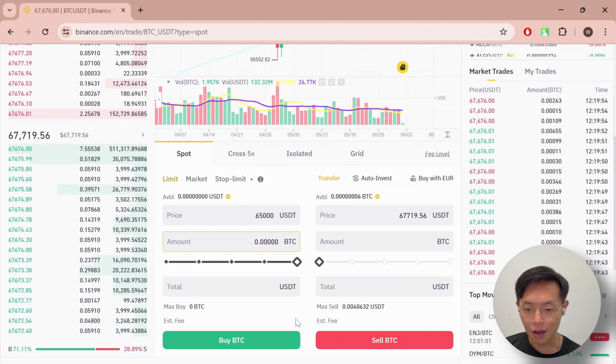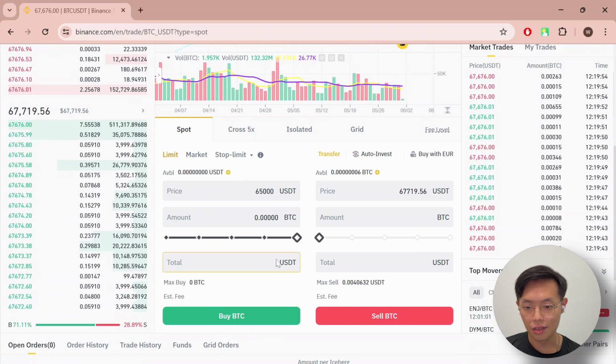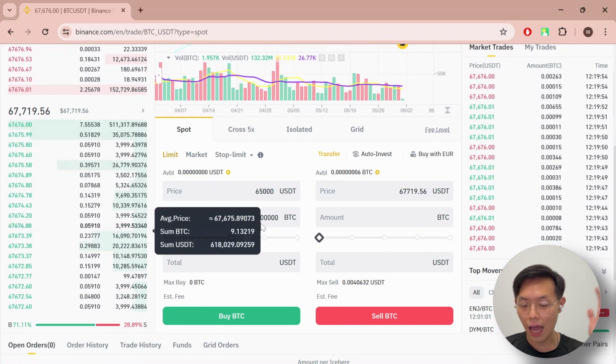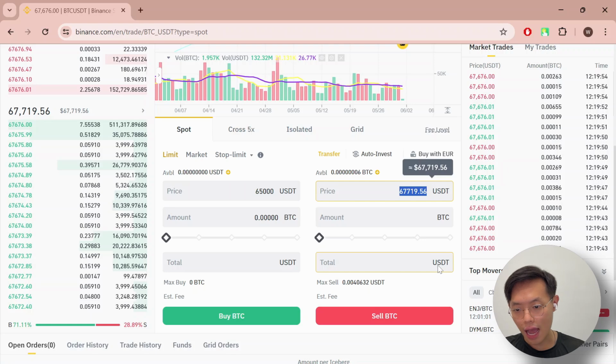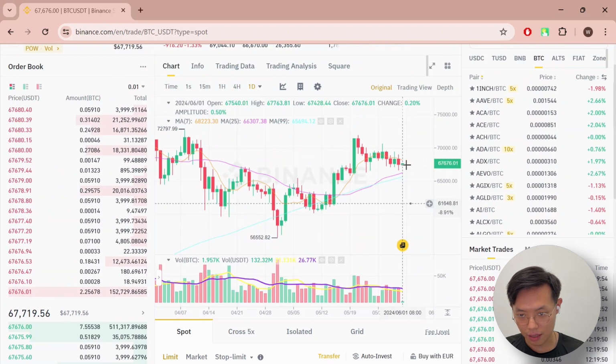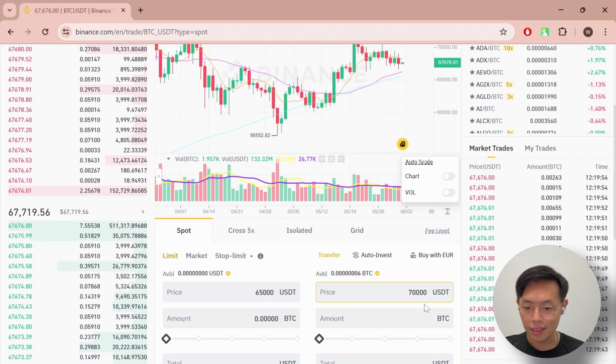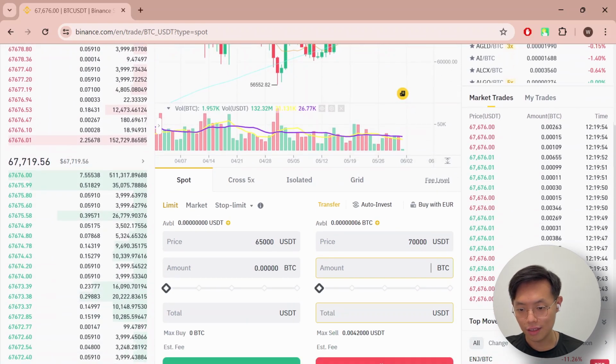And for a limit sell, let's say you want to sell your crypto when it reaches a higher price, maybe 70,000, right? Always set it higher than the market. 70,000 is right here, around here. So when the market price increases to 70,000, your limit order executes. Let's say I want to sell everything, right? So this is how you sell your Bitcoin in Binance.